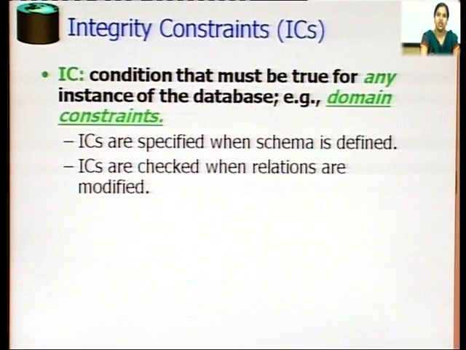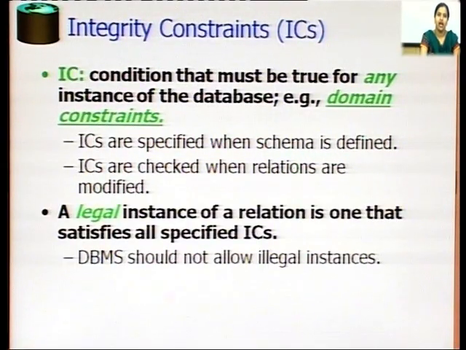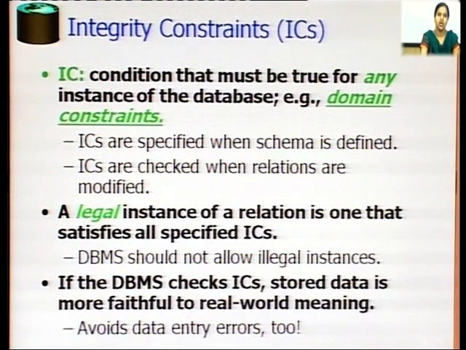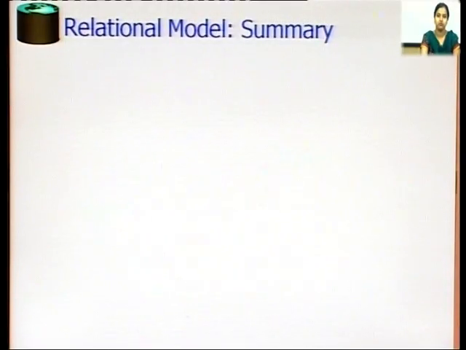Integrity constraints are specified when the schema is defined. A legal instance of a relation is one that satisfies all the specified integrity constraints. If the DBMS checks integrity constraints, stored data is more faithful to real-world meaning. It helps to avoid data entry errors as well.